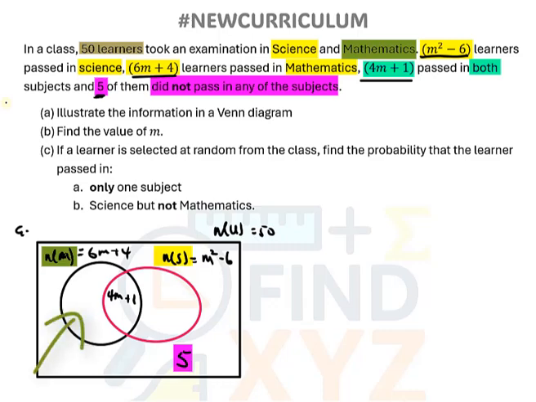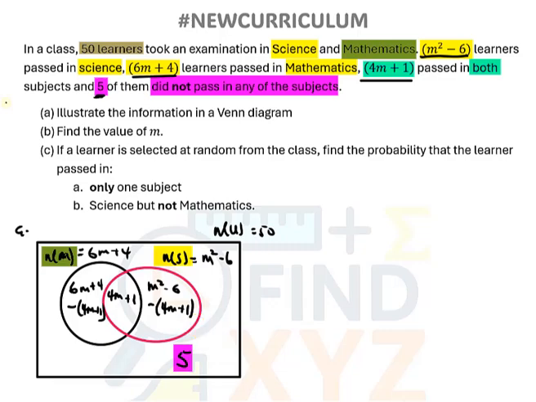What comes here is the number of students that passed maths only. So for us to get maths only, you have to do 6m plus 4 minus 4m plus 1. Then similarly, for us to get science only, that is m squared minus 6 minus 4m plus 1. This is our information in the Venn diagram.